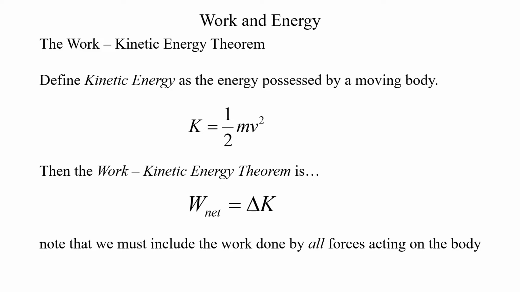Also notice that kinetic energy is always positive. So no matter what direction the velocity is, the speed is always just the scalar portion, and when we square it, it's always positive. So based on the previous slide, now we have the work-kinetic energy theorem. And that states that the net work is equal to the change in the kinetic energy. So the net work done on an object is equal to the change in the kinetic energy of the object.